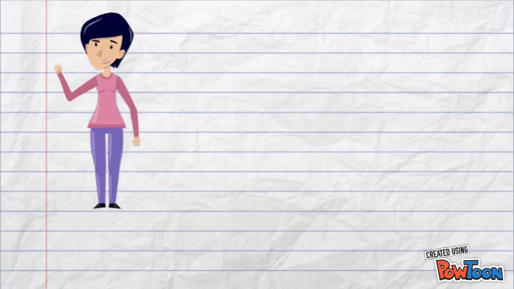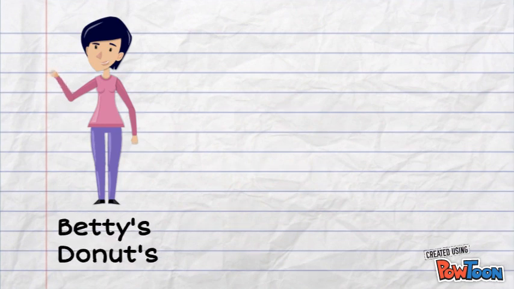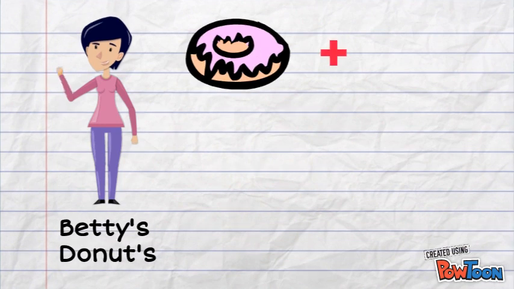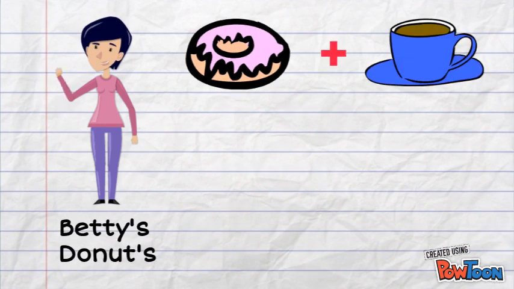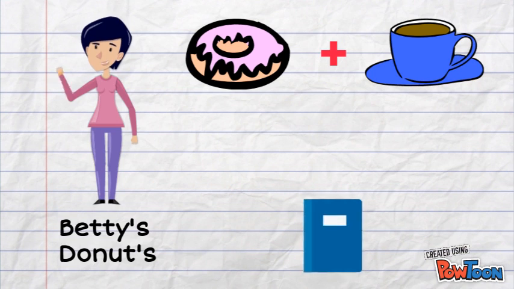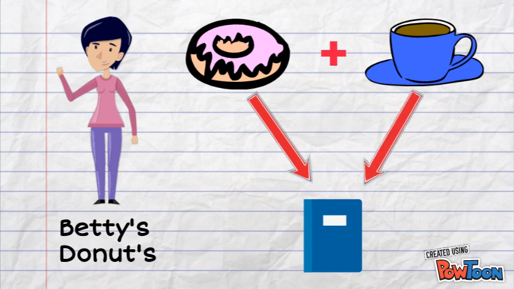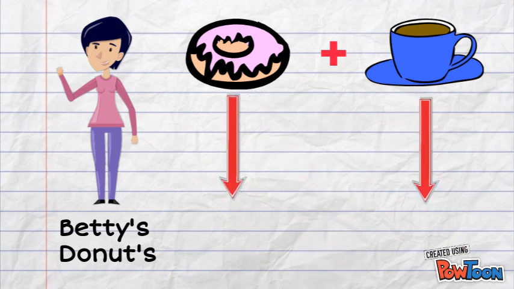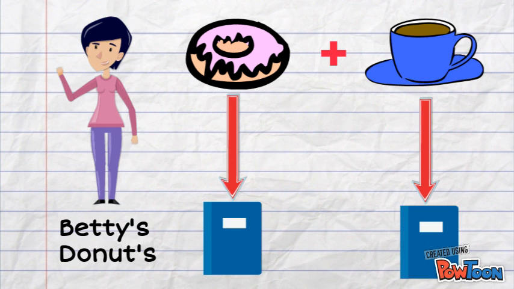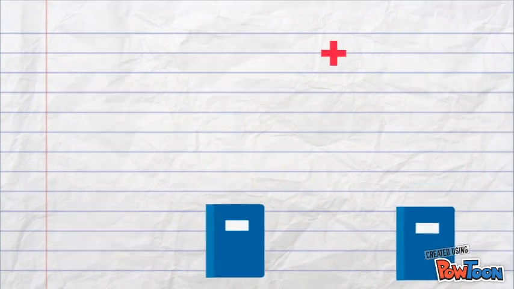Let's take another scenario. Betty owns Betty's Donuts. She wants to branch out and add a coffee shop to reach more customers. Since Betty owns both companies personally, she wants to combine the accounting records of both. However, according to the business entity concept, both of these companies are separate entities and must be accounted for separately, even though Betty is the owner of both.